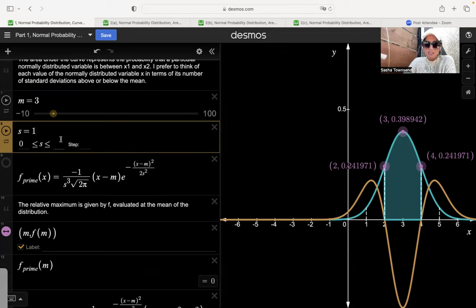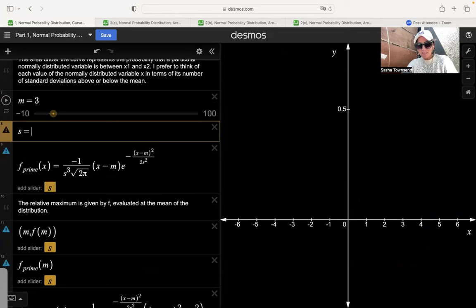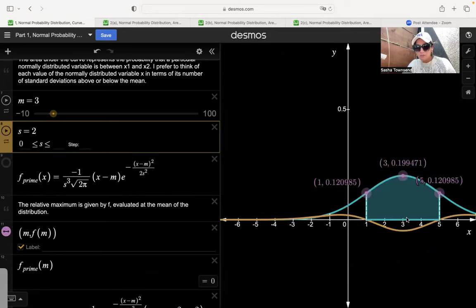And if I change the standard deviation, instead of having a standard deviation of 1, I have a standard deviation of 2. I'm going to add and subtract 2 from 3 to get those points of inflection. And you see that's what we get here. 3 minus 2 is going to give us 1 standard deviation below the mean, and then 3 plus 2 is going to give us 1 standard deviation above the mean.